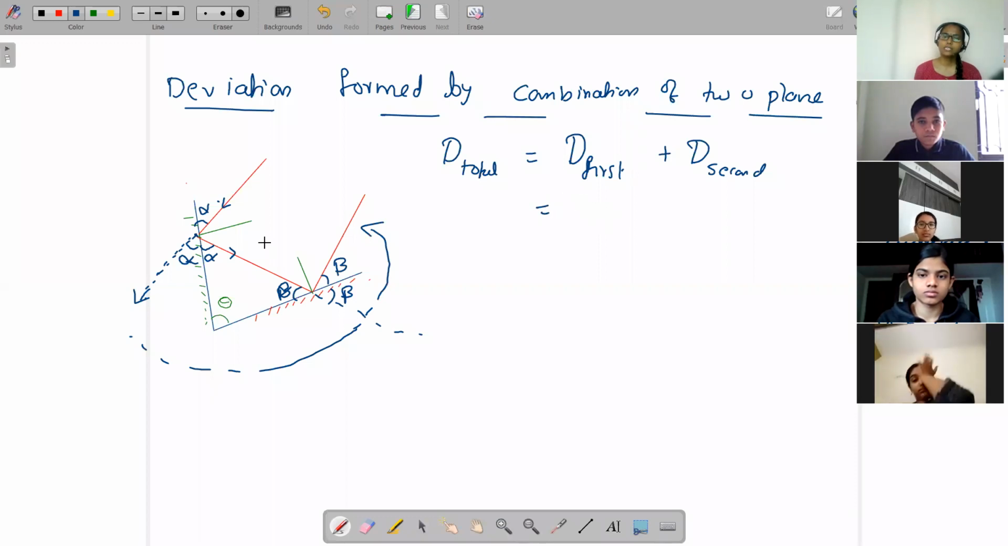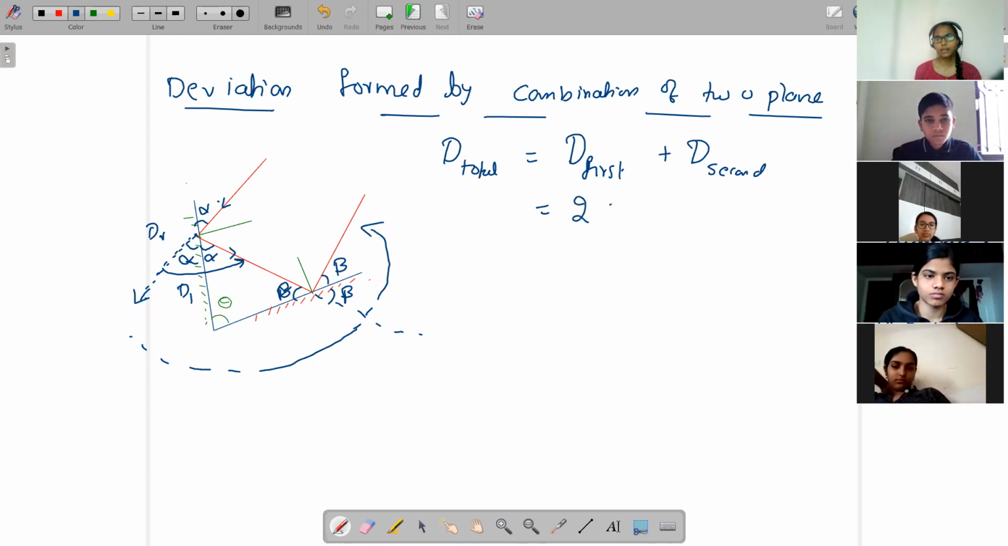So first you observe in the first deviation, here a D1 is taking place. From here to here the angle, what we call this, is D1. So D1 is equal to alpha plus alpha, right? This alpha plus this alpha. So D1 is nothing but 2 alpha, we can write.